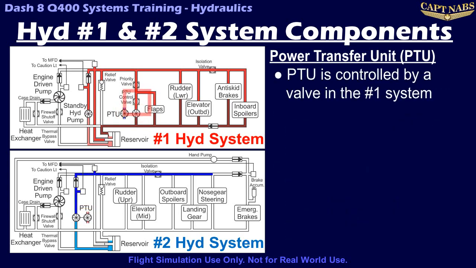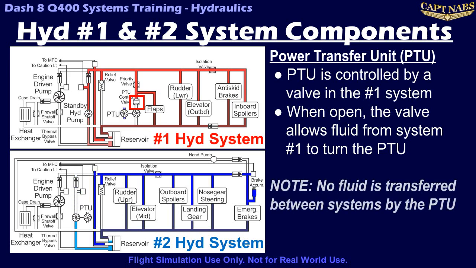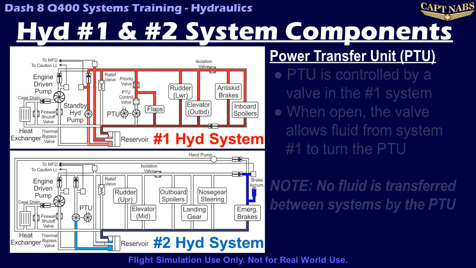A valve in the input line from the number 1 system is what controls operation of the PTU. Anytime the PTU is activated, this valve opens, which allows pressure from the number 1 system to turn the PTU. It is very important to note that there is no direct connection between the hydraulic lines in the PTU. It is not possible for fluid to transfer from system 1 to system 2 or the other way through the PTU. Only power is transferred from one system to the other through the motor, the pump, and the shaft that connects the two.